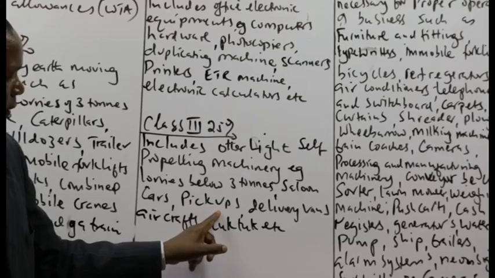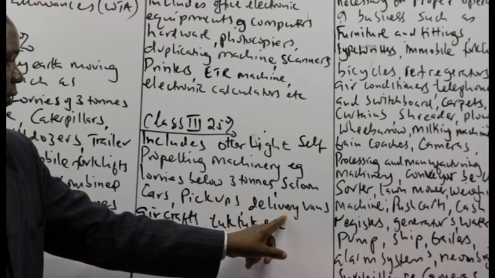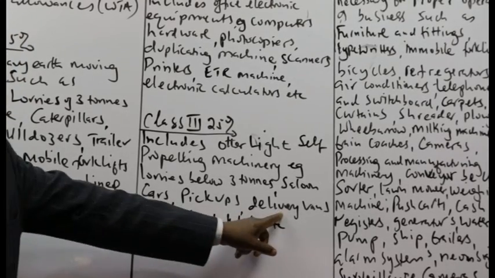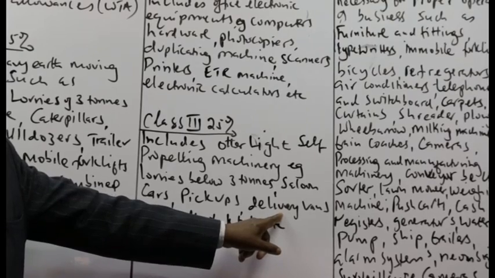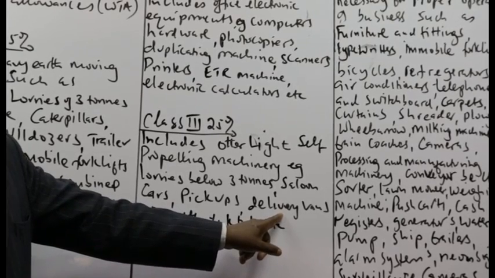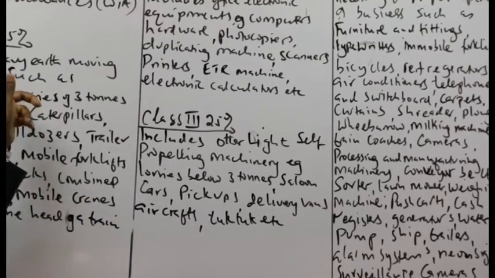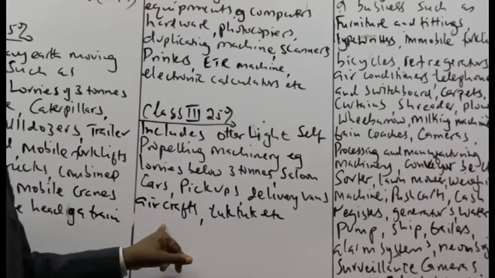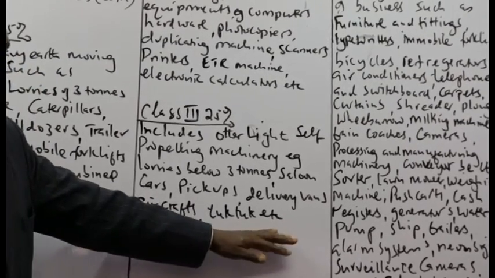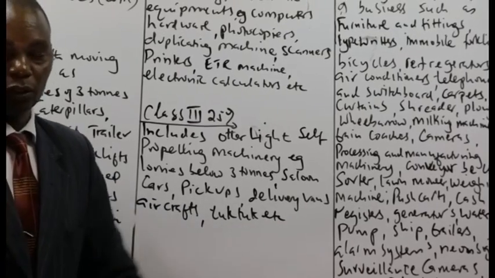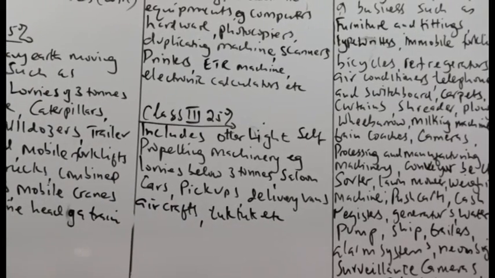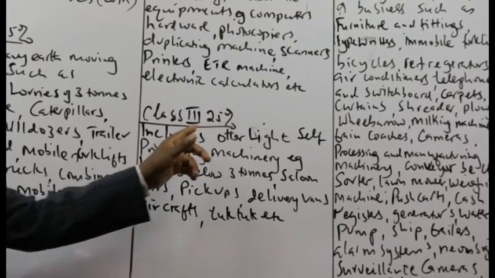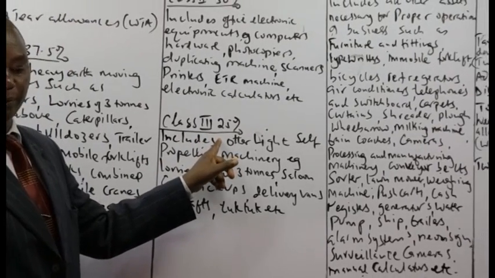We have pickups. We have delivery vans. These are the delivery vans again of 3 tons and below. If the delivery van is 3 tons and above, then it will come to class 1. We have aircrafts. Then we have tuk-tuks, etc. So those ones will belong to class 2. And the rate of wear and tear allowance is at 25%.